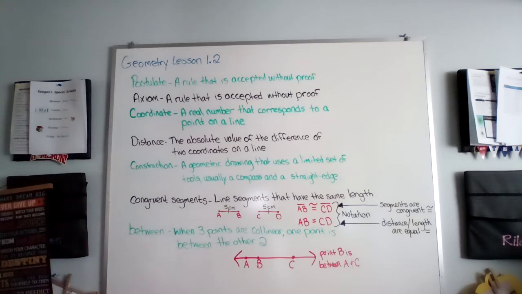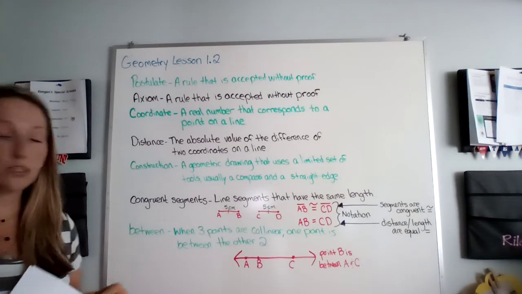Construction, a geometric drawing that uses a limited set of tools, usually a compass and a straight edge. So a straight edge, an example of a straight edge would be a ruler. Congruent segments, line segments that have the same length. Okay, I'm going to go over some notation in just a bit.